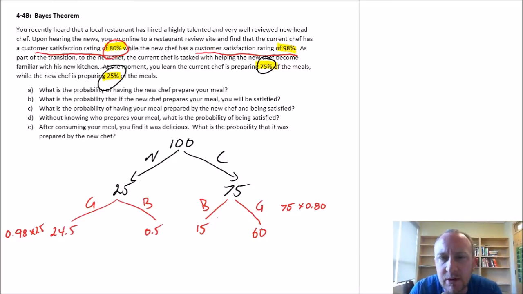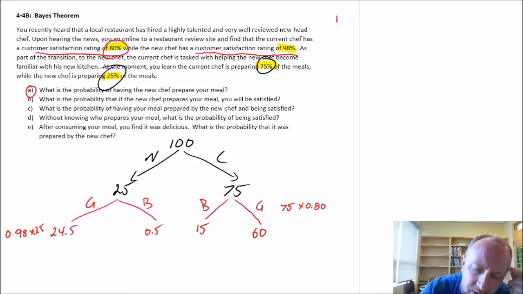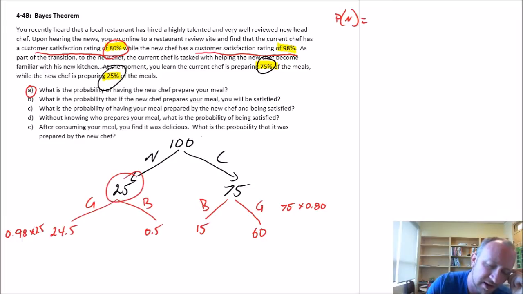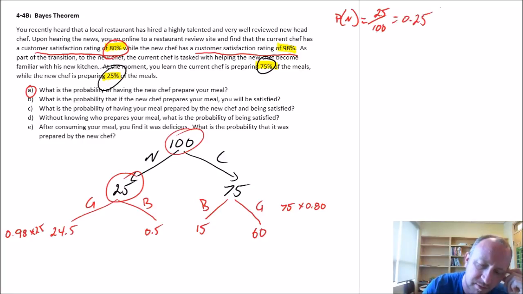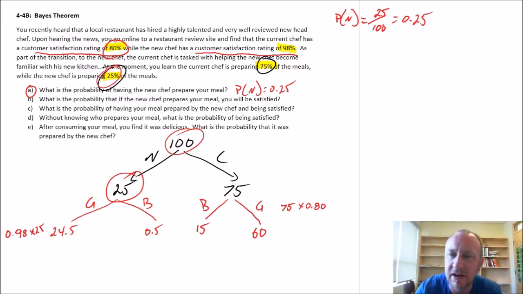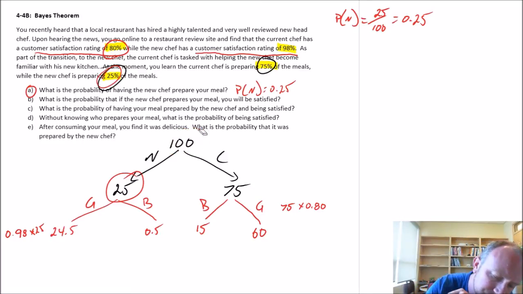Now let's get into our problem. Part A. What is the probability of having a new chef prepare your meal? If we look at the probability of the new chef preparing my meal, well, they're preparing 25 out of 100 meals, so that probability is 0.25. That one's relatively straightforward, right? That was really given to us right there in the problem.